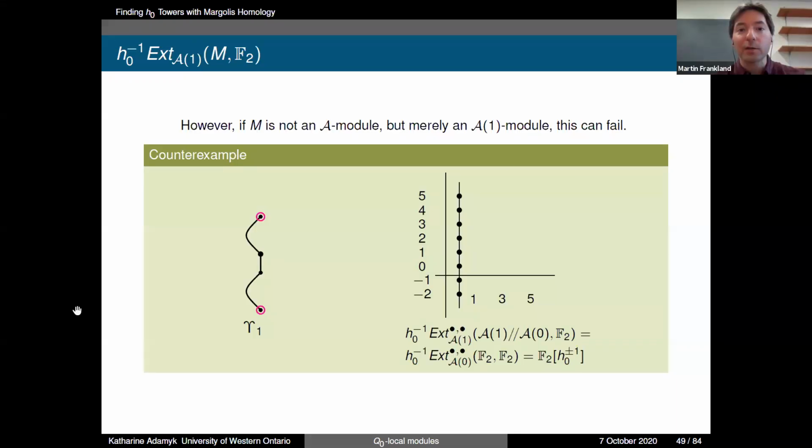Sorry, oh Catherine, yeah. Can you say a bit more about this class alpha in degree (4,3)? I'm not sure I see where it's coming from.